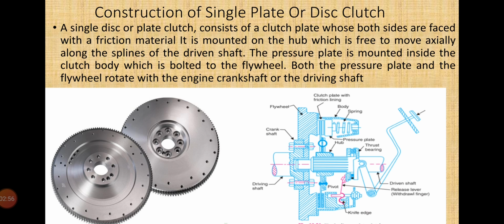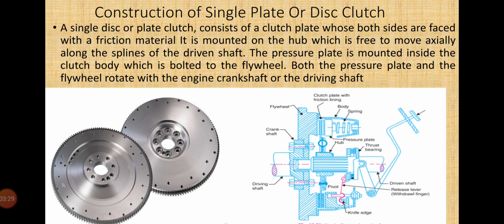Now this is the construction of single plate or disc clutch. You can see in this diagram. A single disc or plate clutch consists of a clutch plate whose both sides are faced with a friction material. It is mounted on the hub, which is free to move axially along the spline of the driven shaft. The pressure plate is mounted inside the clutch body, which is bolted to the flywheel. Both the pressure plate and the flywheel rotate with the engine crankshaft or driving shaft.